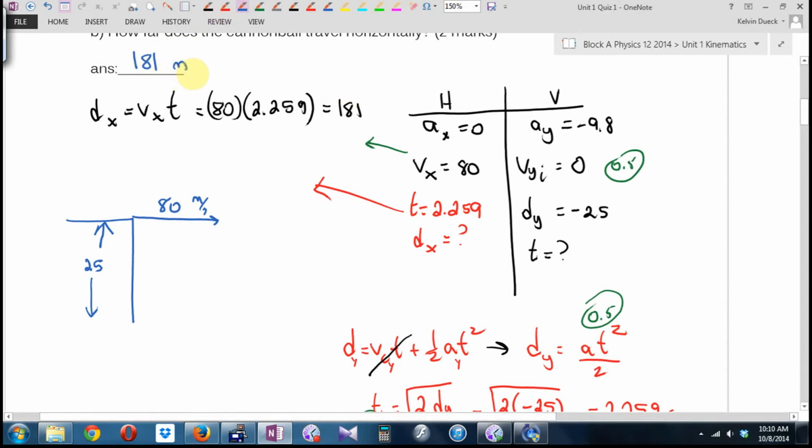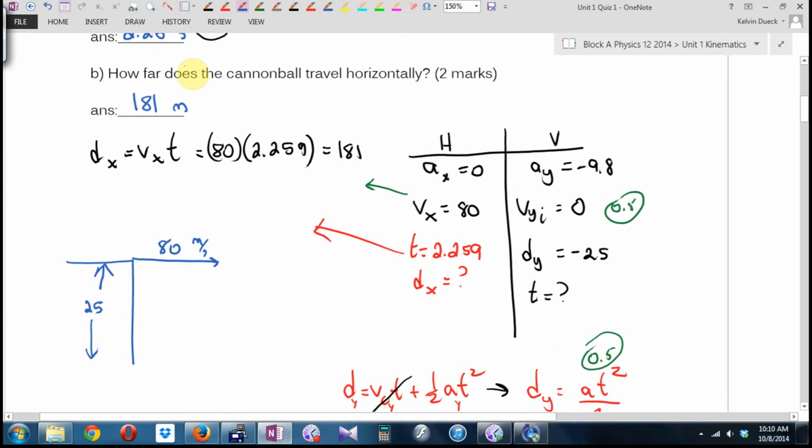Again, if you got an answer of 181 meters, you get full marks, 2 out of 2. If you did not, I would probably say something like 1 mark for that, half mark for that, half mark for the answer. Something like that.